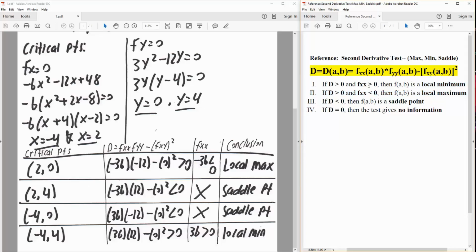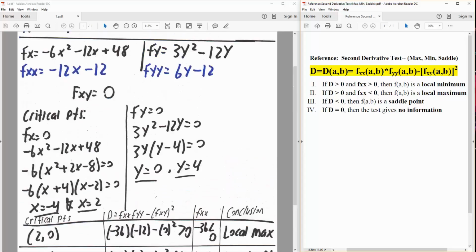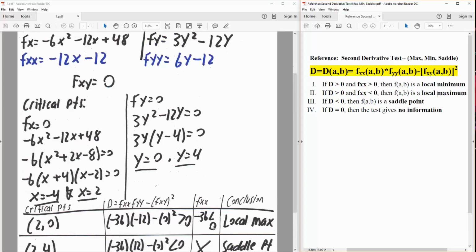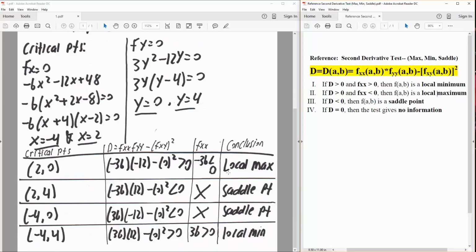So then we use fxx. And when we did it, our fxx was negative 36. Negative 36 is less than 0. So it's a local max. It's going to be this. This is what we have.